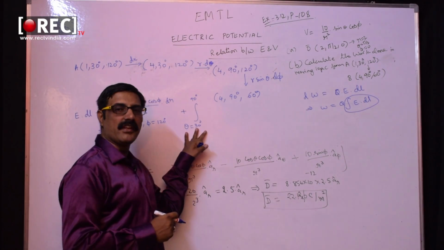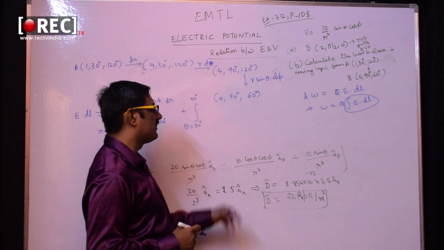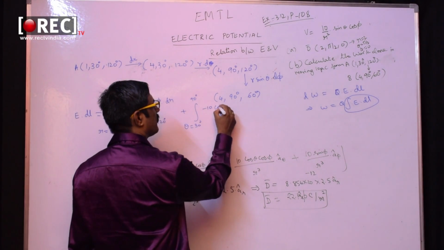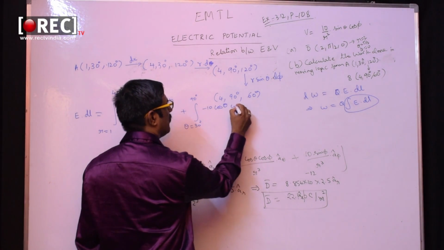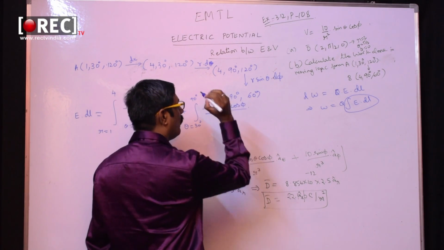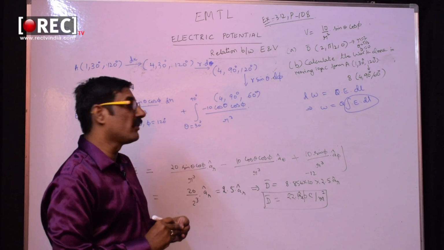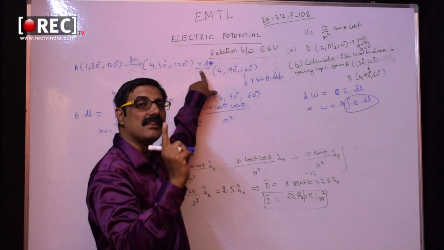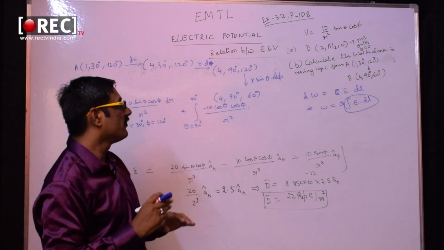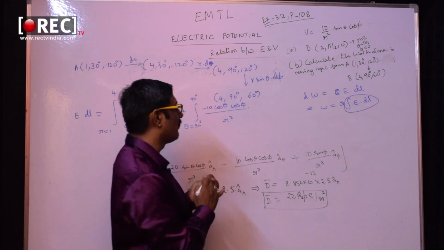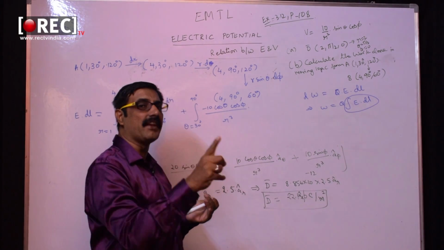So in the second part of the integration, we will take this a_theta component, which is minus 10 cos theta cos phi by r cube, into what is the length replacement in the theta direction. Since the length variation in theta direction is r d theta, people will get confused here. So it should not be simply d theta, it should be r d theta.